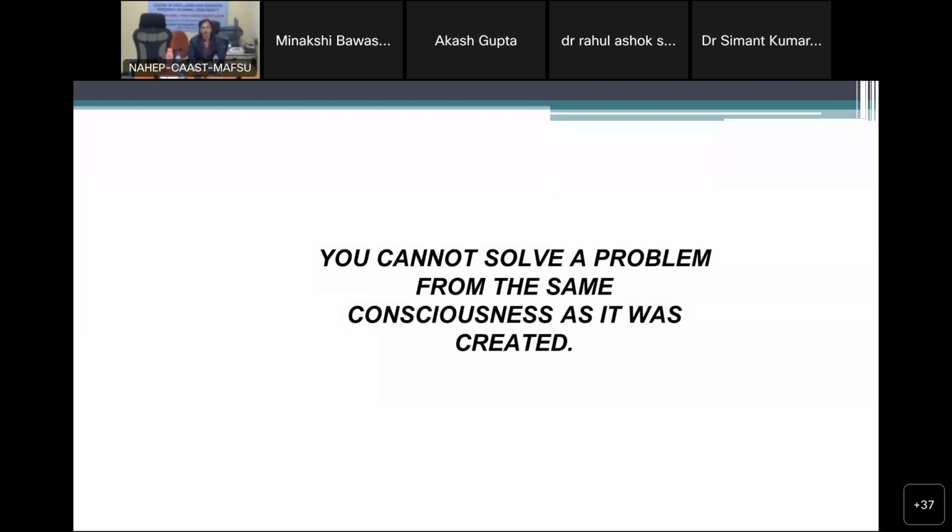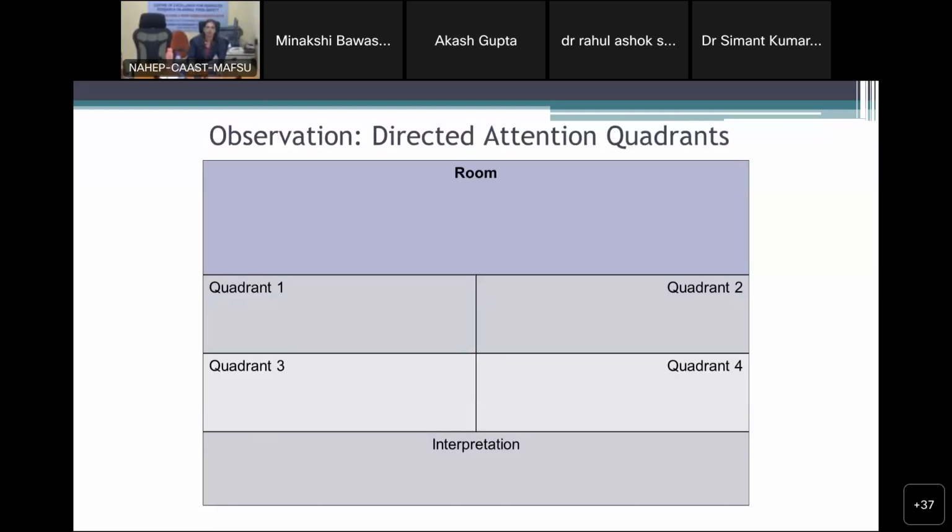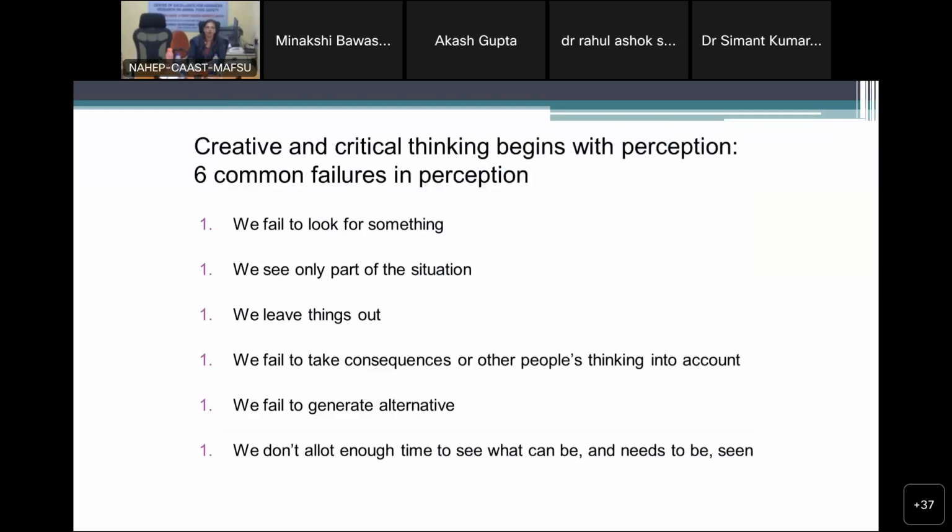Problems are created from a very different mind state, and the solution comes out from a very different mind state. जिस माइंड स्टेट से प्रॉब्लम क्रिएट हुआ है, उसी माइंड स्टेट से आप सॉल्यूशन नहीं पा सकते हो. Always remember that. So that's the reason mind state is very, very important. This opportunity thinking we have spoken about. So I'm not going into detail for that.